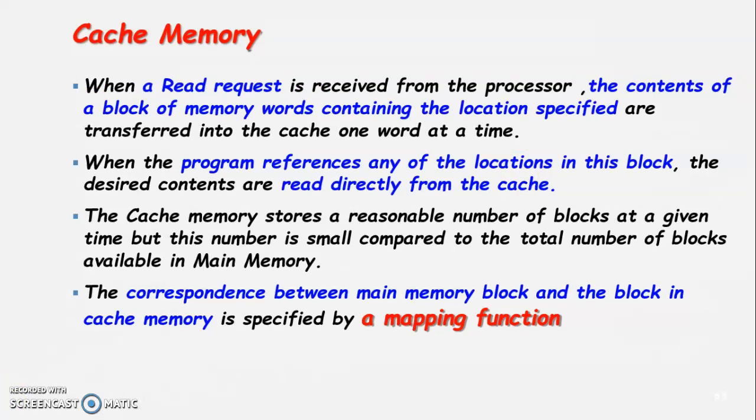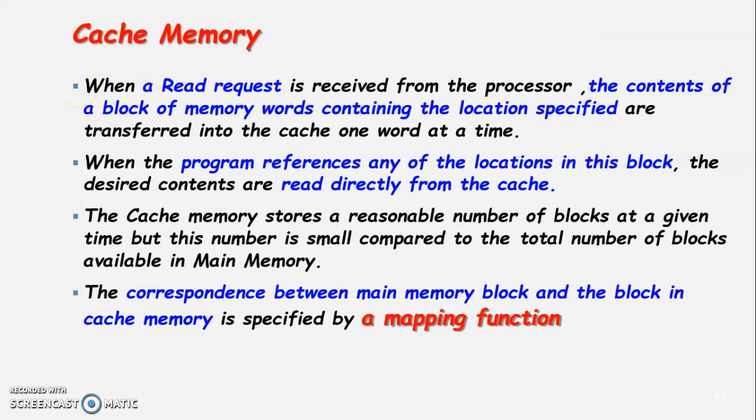Normally, the main memory is organized as equally sized blocks. The cache memory also has blocks, but the number of blocks in cache memory is smaller compared to the total number of blocks in main memory. When a memory access is needed, first it checks whether the word is in the cache. If the word is not in the cache, then the block containing the word is transferred from main memory to the cache.